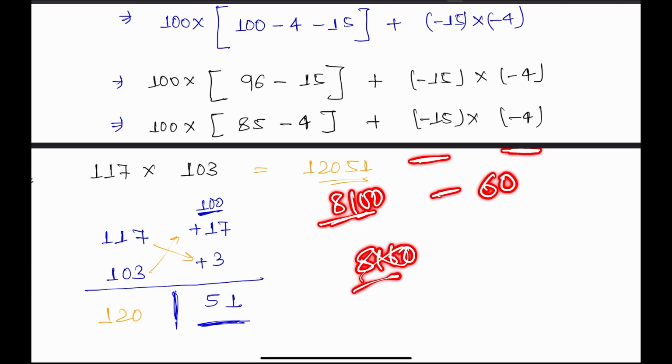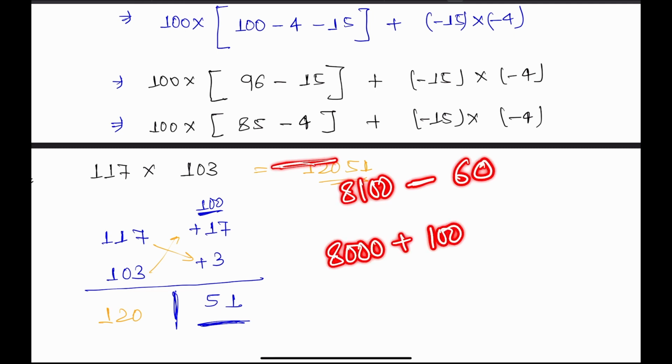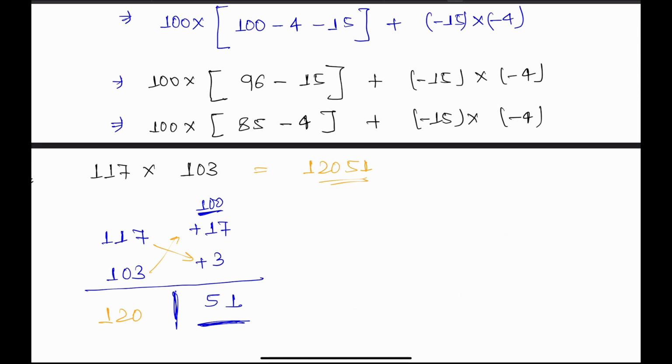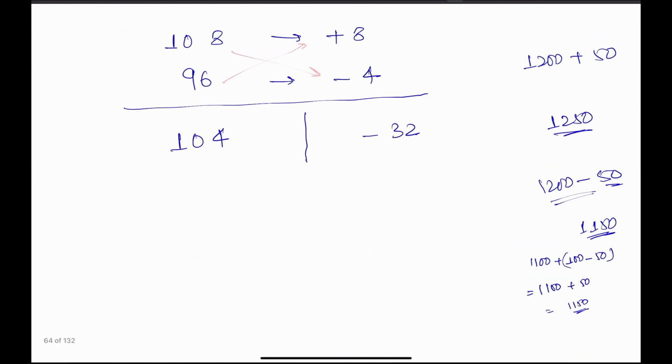That would be wrong. What we can do is, if here it's 8100 and here it will become minus 60, what we can do is 8000 plus 100 minus 60. That is nothing but 8040. So this is what we actually need to do in the condition when the numbers are of opposite signs.